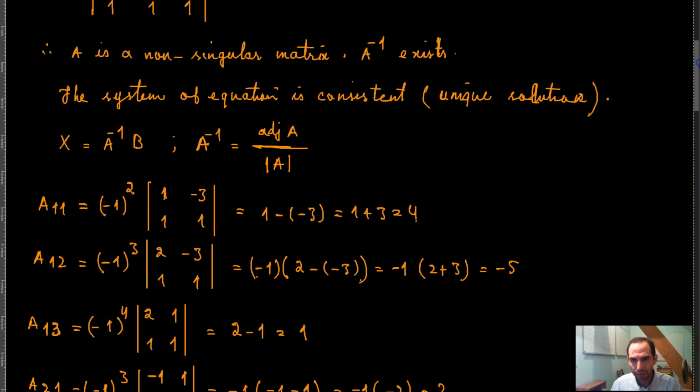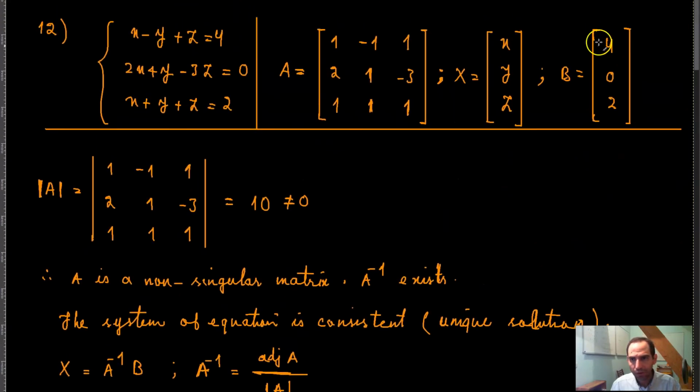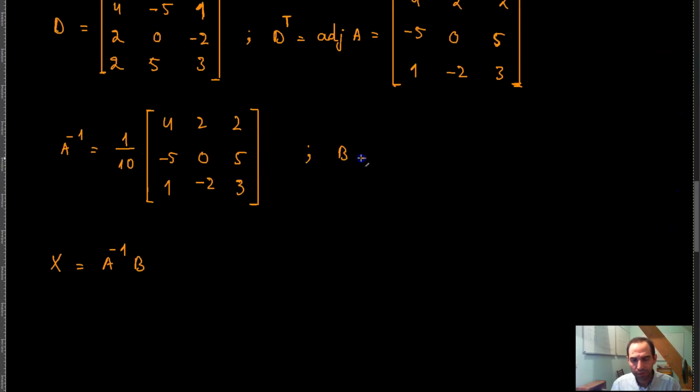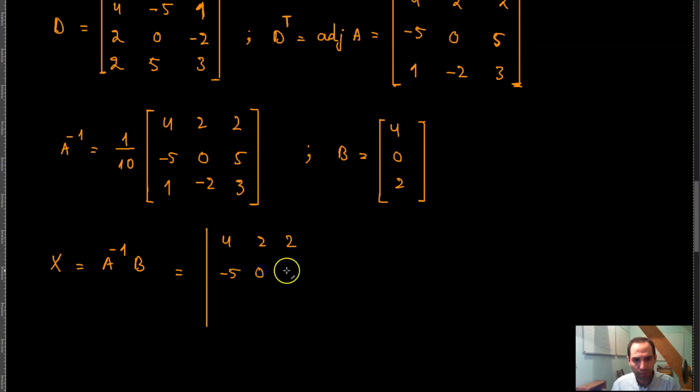Now B is the same thing as basically 4, 0, and 2. And so we have this matrix. So you have 4, 2, 2, negative 5, 0, and 5, 1, negative 2, and 3, times, and of course you have 1/10 here, and you have another matrix 4, 0, and 2.